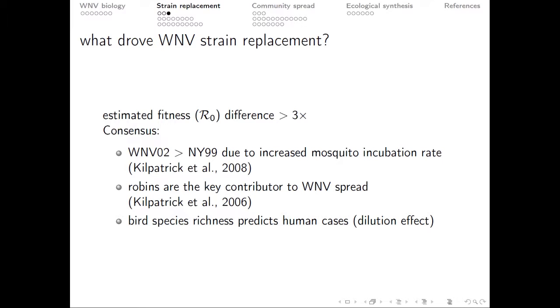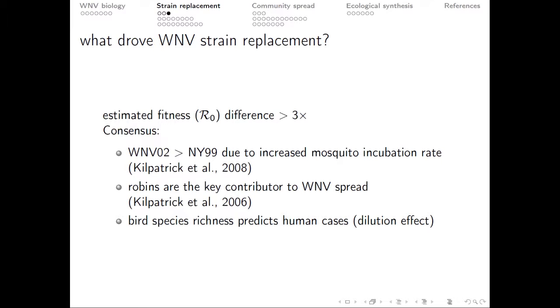In the case of a vector-borne disease, you're looking across the whole life cycle. So you're saying, if I start with one infected bird, that bird infects a bunch of mosquitoes. Those mosquitoes go on to infect a bunch of birds. And I want to know, essentially, how many birds does each bird infect?